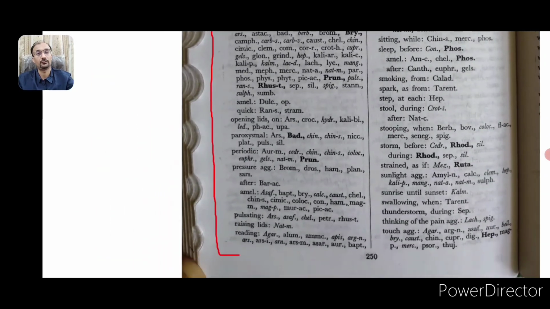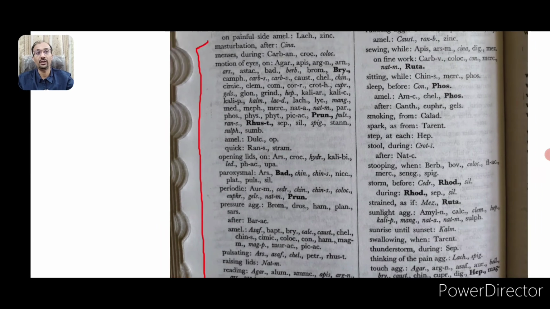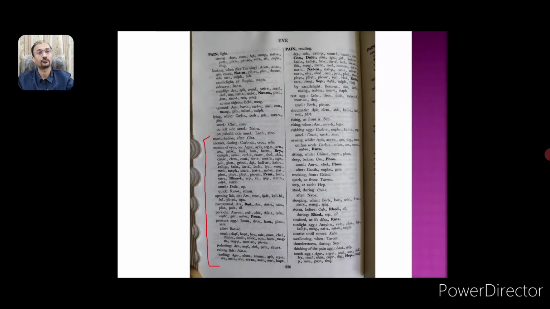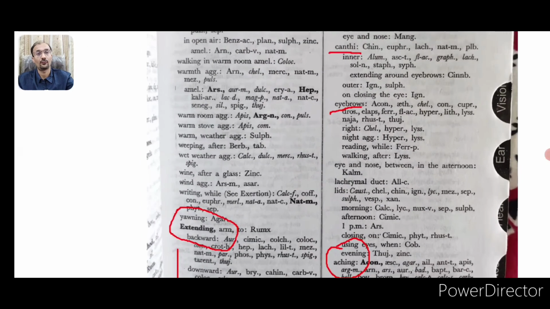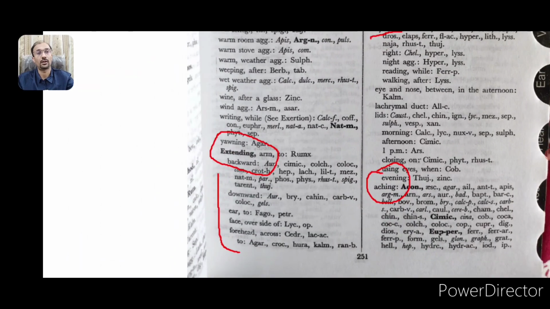Again, there is a list of all the modalities. You can also have a repertory with you, and you just open up the chapter and just look for it. The page number is 250. You can go through with this simultaneously while you are watching the video. So we have a total list of modalities alphabetically. The last is yawning, and the rubric of extending is there.